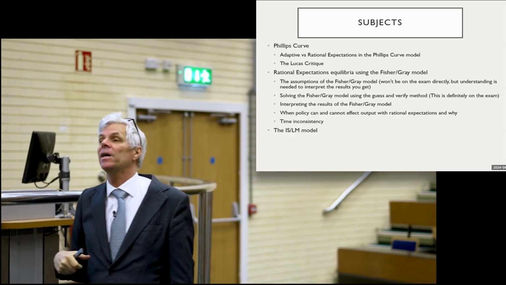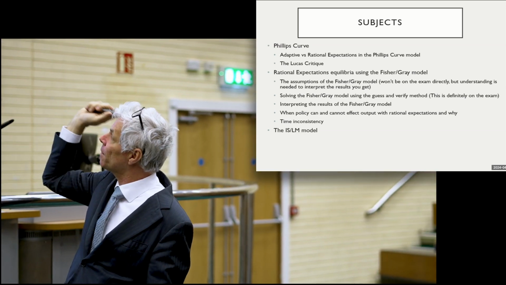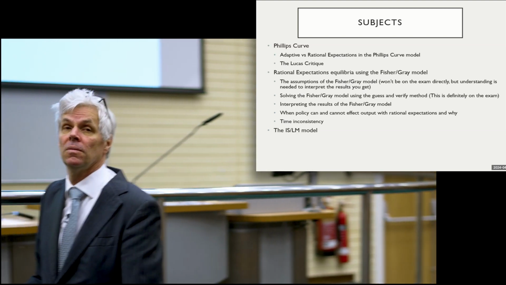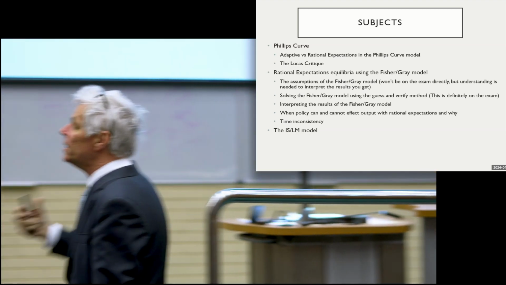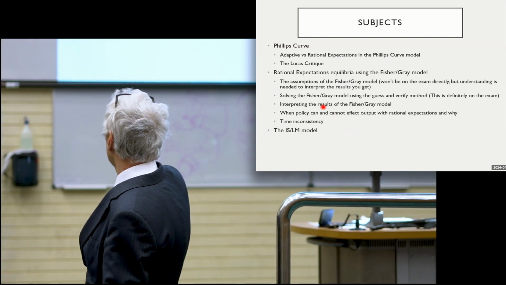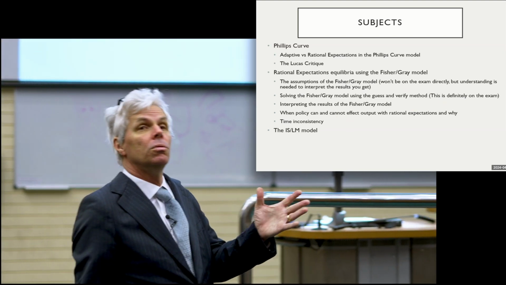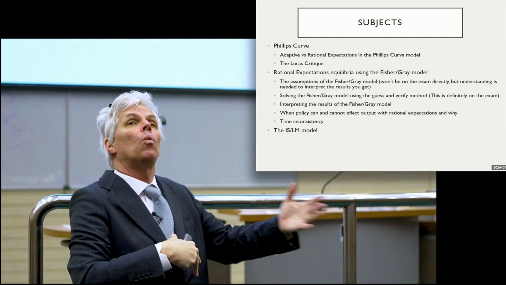And from this, we got time inconsistency, and we got the Taylor rule. Right, both of those. We talked about time inconsistency in direct relation to the model, and then we talked about the Taylor rule in relation to this class of models and why we use that.